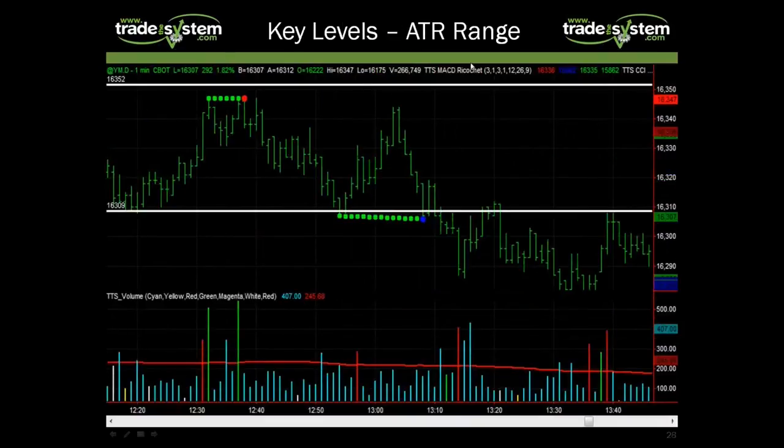What else do we have? Key levels. I talked about the ATR range. So that's a filter that I put on looking for these divergence trades. So what makes this the better trade than right here? You can see this one failed. Not the fact that it failed.